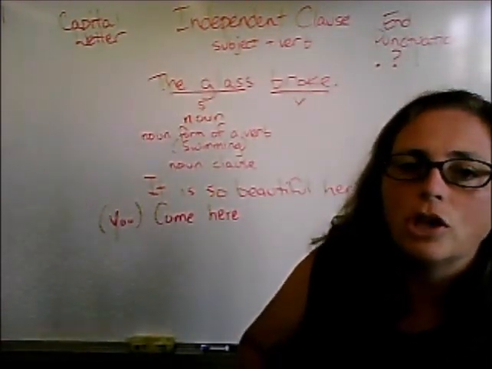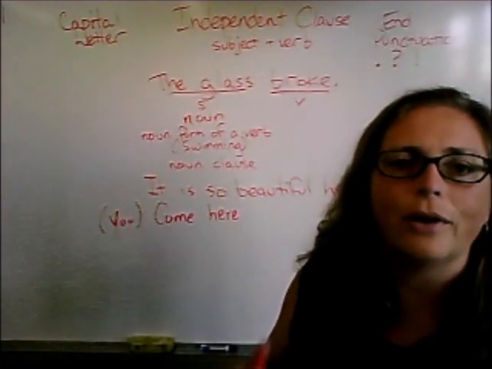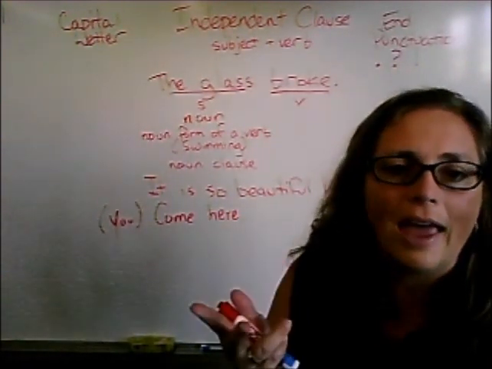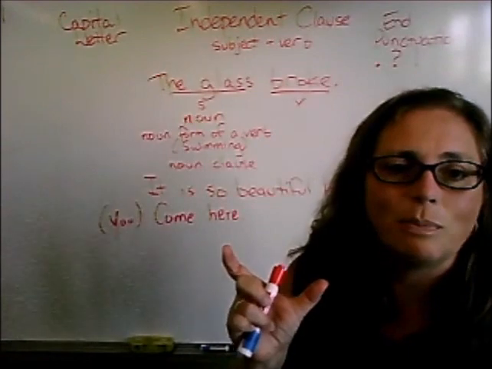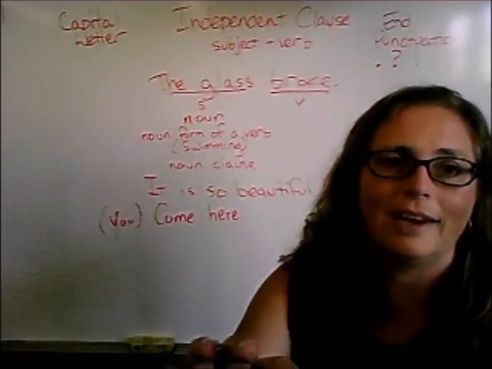Okay. So here's what we have. Capital letter, independent clause, and punctuation. This is basic sentence structure in English.